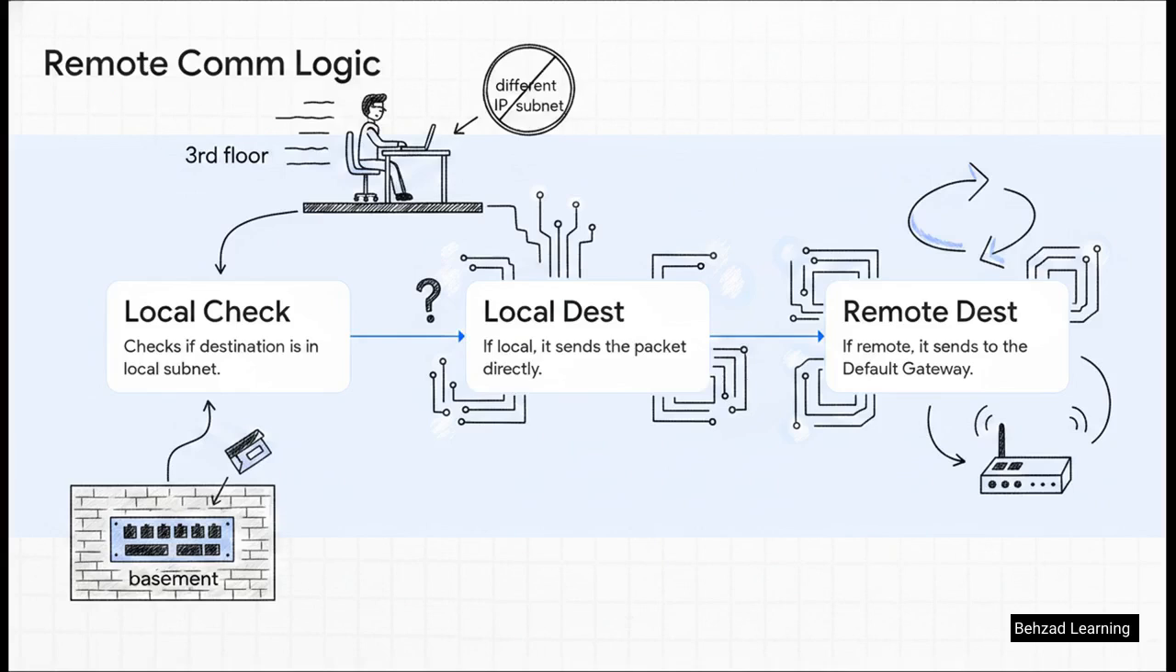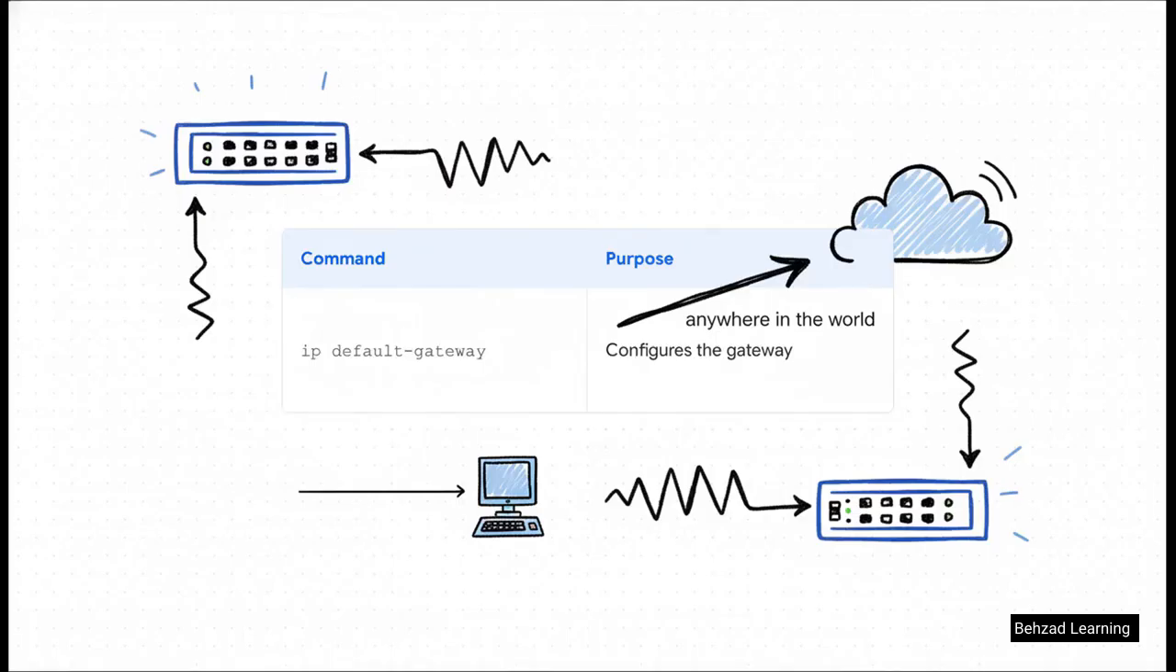Imagine you're sitting up at your desk on the 3rd floor, right? You're on a completely different IP subnet, and you're trying to manage this new switch down in the basement. The switch actually receives your packet, but how does it reply? The switch looks at your IP and checks if you're local. You're not. Therefore, the switch absolutely must forward its reply to a router to get back to you. To make that magic happen, you have to configure a default gateway.